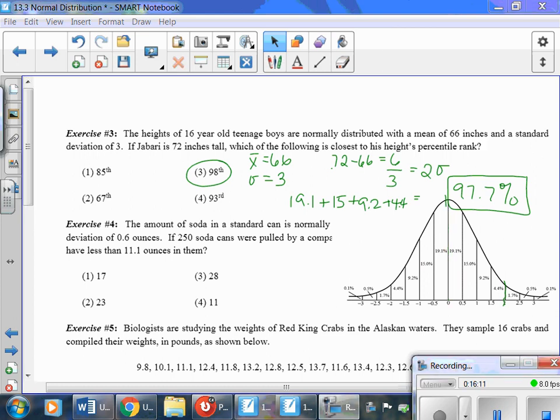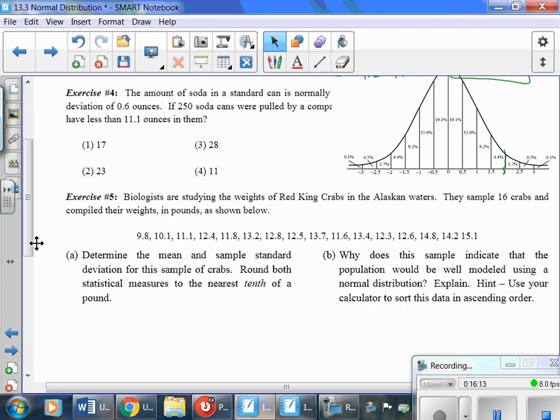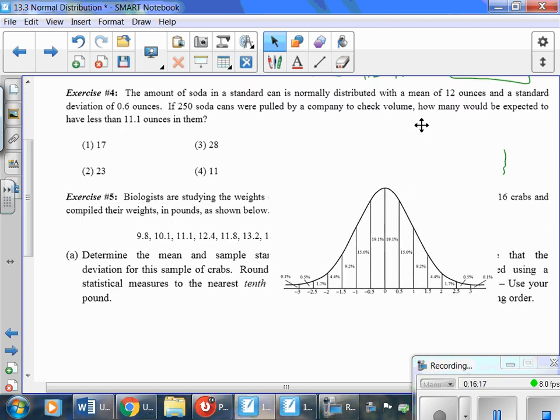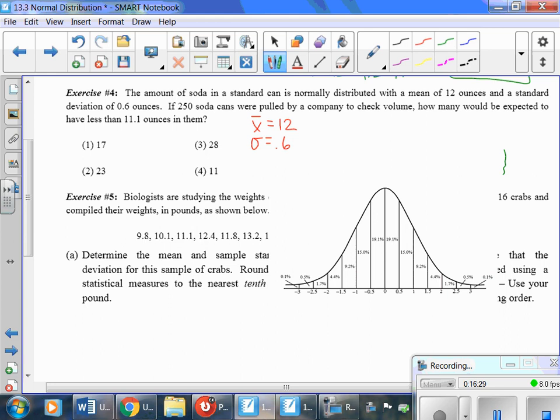Okay, exercise 4. I'm going to slide this down a little bit, and I'm going to move this so I can see exercise 4. And this says the amount of soda in a standard can is normally distributed with a mean of 12 ounces, and a standard deviation of 0.6 ounces. If 250 soda cans were pulled from a company to check volume, how many of these soda cans would be expected to have less than 11.1 ounces in them?